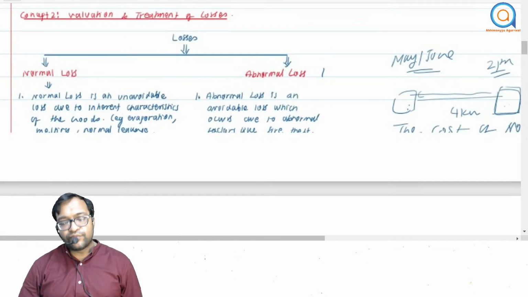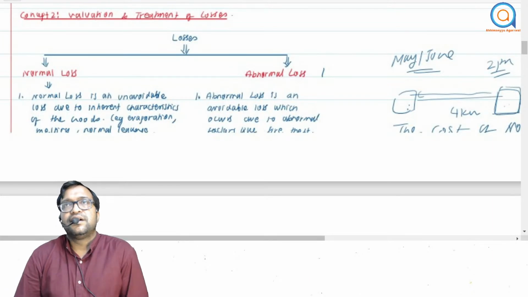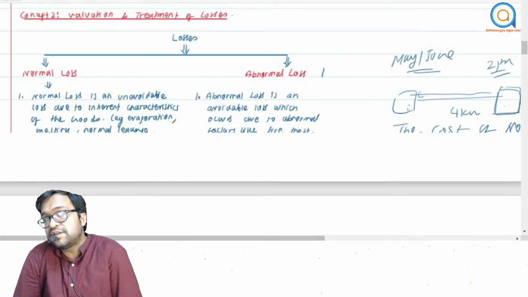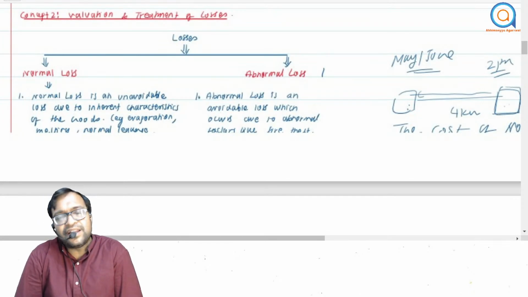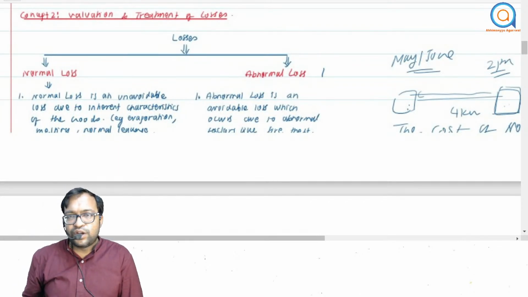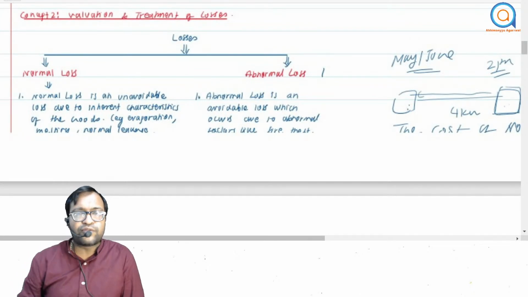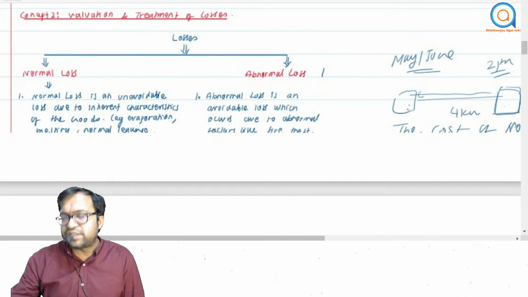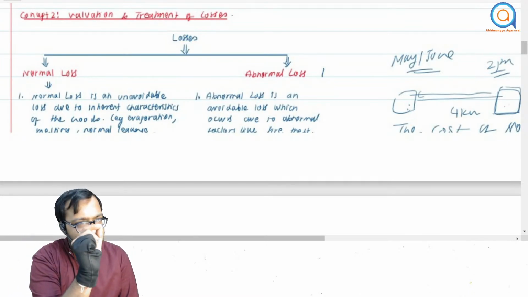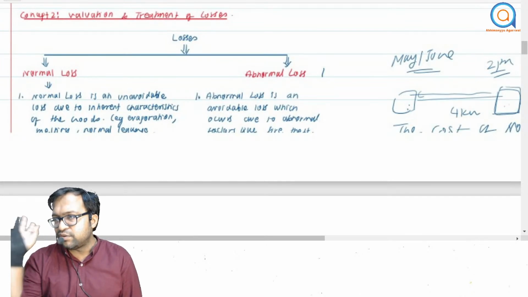When you are valuing, the losses can be of two types. One is normal loss, one is abnormal loss. Normal losses are unavoidable losses. They happen due to the inherent characteristics of the product. Normal loss is treated as a part of cost. There is no journal entry for normal loss. In the valuation statement, you only reduce the units of normal loss, but there is no value of normal loss.